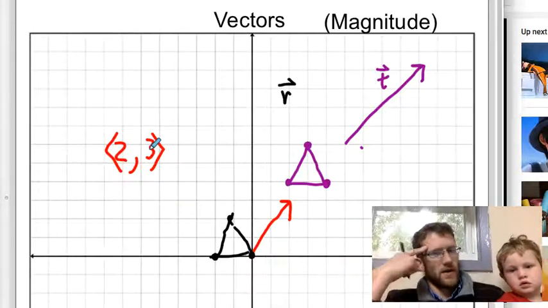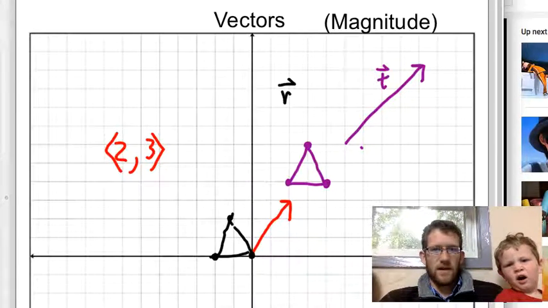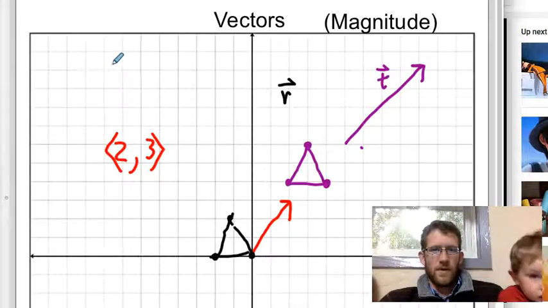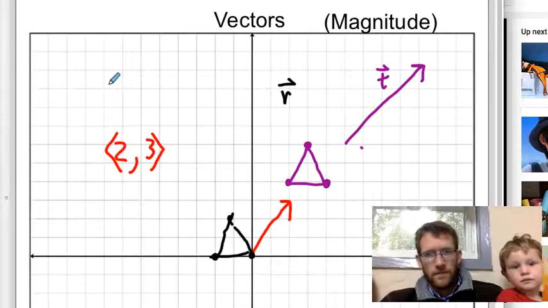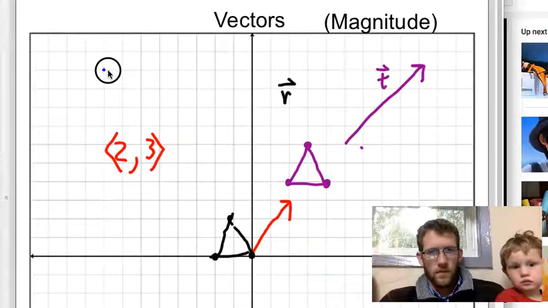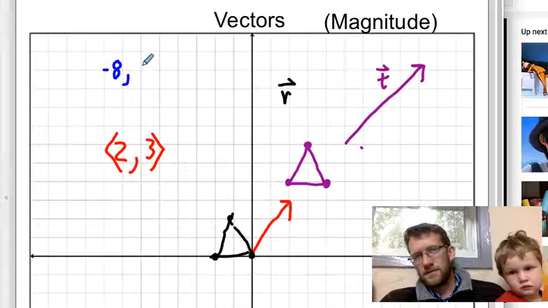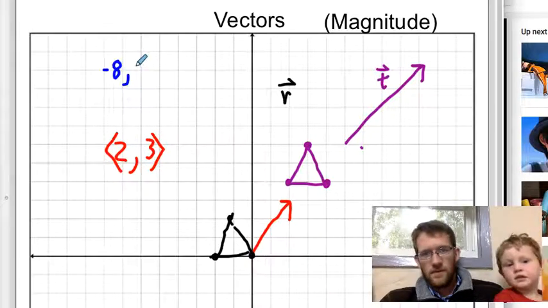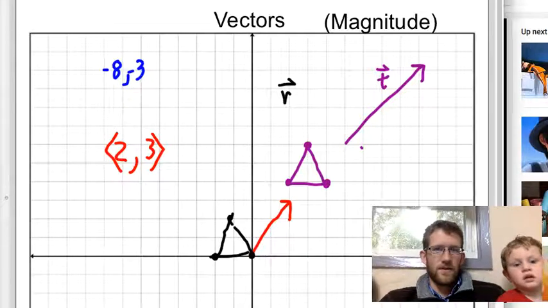Well, what about if we want to go down or left or something like that? In that case, we would simply use a negative value. So I can write a component form for a vector that's negative. Give me a number, Aaron, a negative number. We'll try -8. Give me another negative number. 3? Yeah, 3. Good job, Ren. Okay. So there's -8, 3.